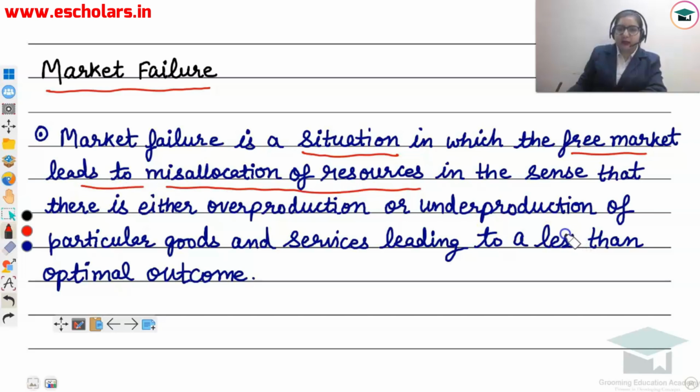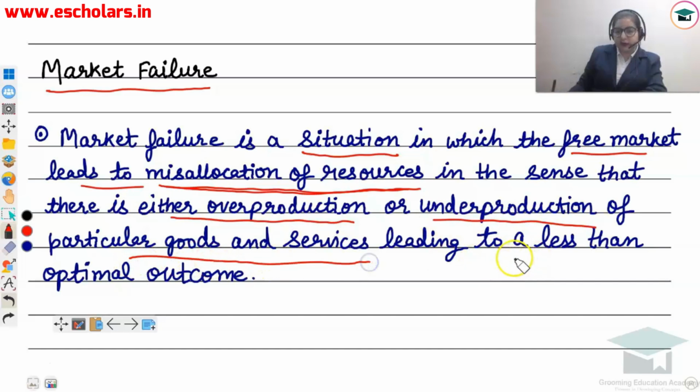Okay, whenever there is misallocation of resources in the market, then the market fails, in the sense that there is either overproduction or underproduction of particular goods and services. Due to that, the market doesn't operate at an optimal level, or you can say the market is not able to produce the optimal output. Okay, what is overproduction?